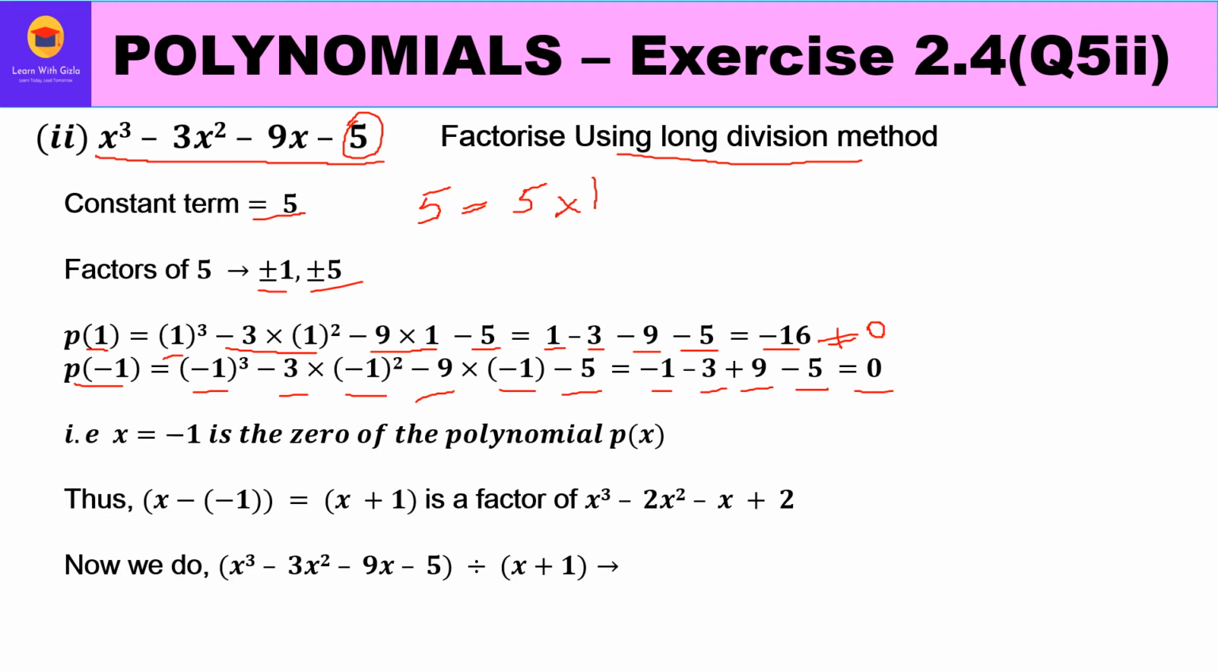So we can say that x is equal to minus 1 is the 0 of the polynomial p(x), right? The value of x, that is minus 1, is the 0 of the polynomial. So x minus a, which is x minus (minus 1), which is x plus 1, is a factor of the given polynomial, right? So x plus 1 is one of the factors which we have found by hit and trial. And now we are going to move to the long division method. We are going to divide the given polynomial by the factor x plus 1.